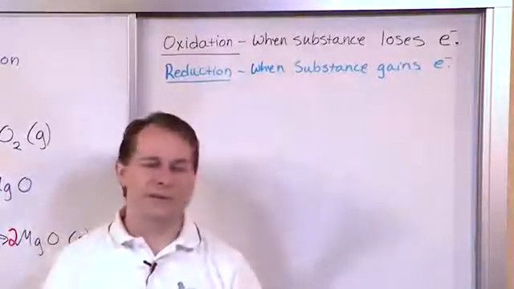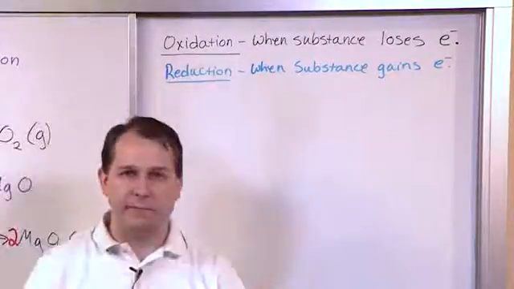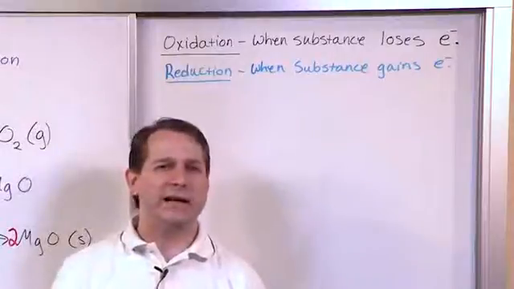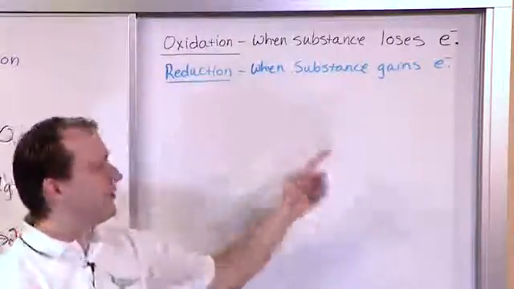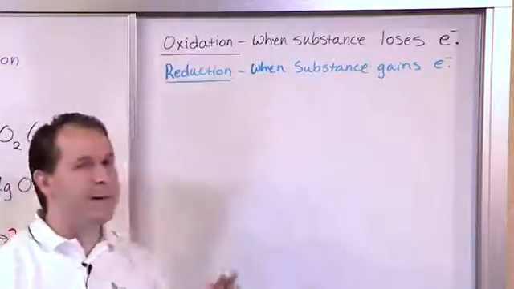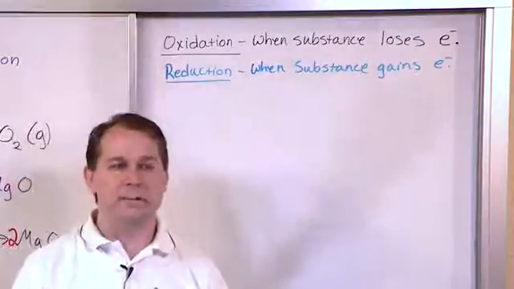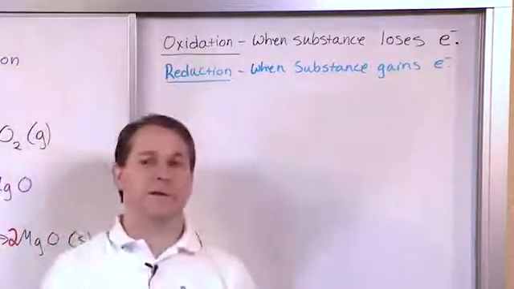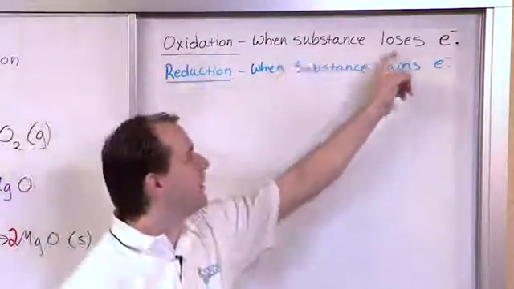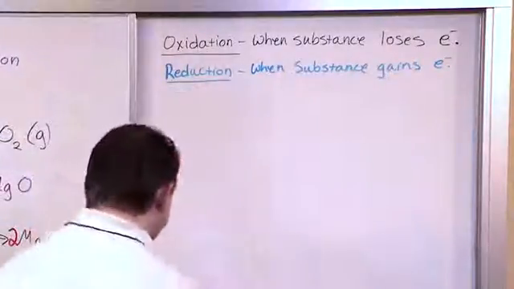Everyone needs to look at these definitions and memorize them, because if you get careless and start thinking that reduction is losing electrons, then you're just going to get yourself in trouble. So think about it for a second. Oxidation, the thing that happens to metal when I put it out in the yard, is when I lose electrons. And reduction is the opposite of that. It's when I gain electrons.